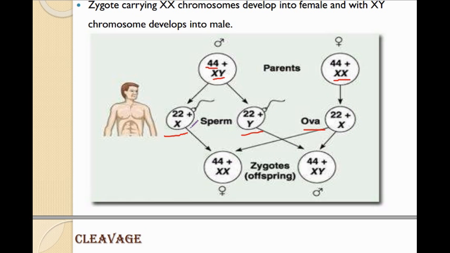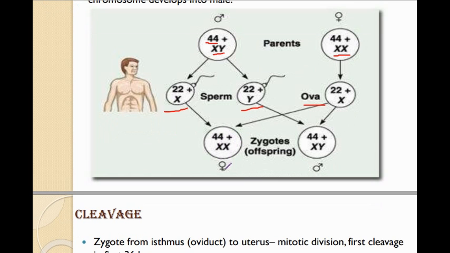Okay, and when this type of sperm fuses with this egg, then it forms again 44 plus XX which is female. And if this egg fuses with this gamete containing Y chromosome, then it becomes male. ठीक है, so these are the zygotes. This is the process of sex determination.